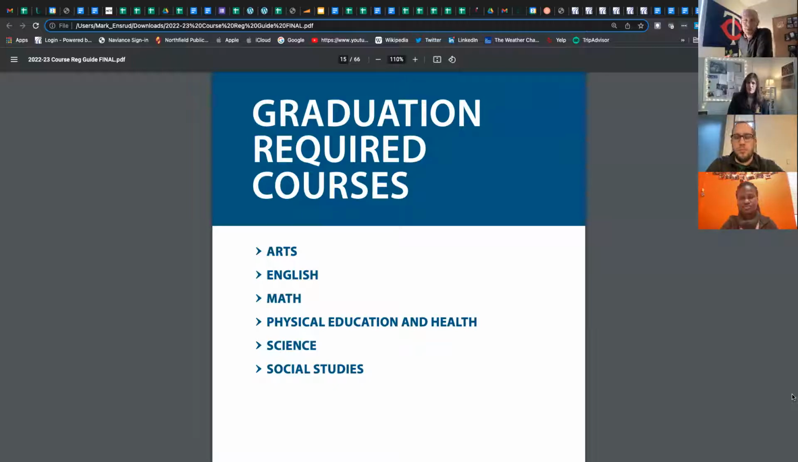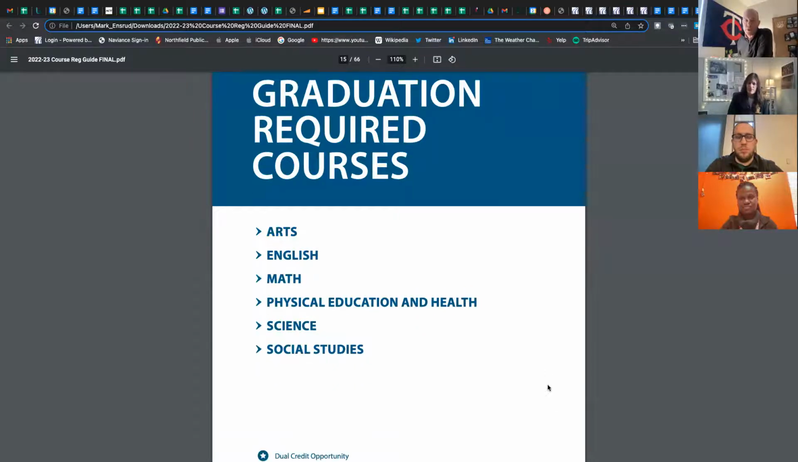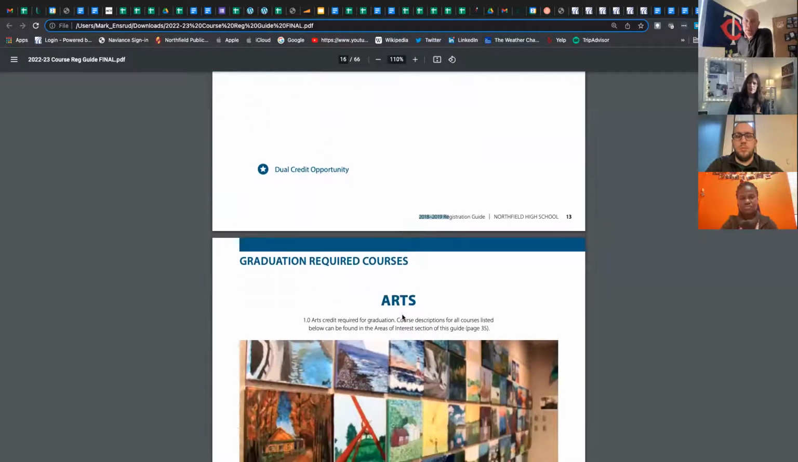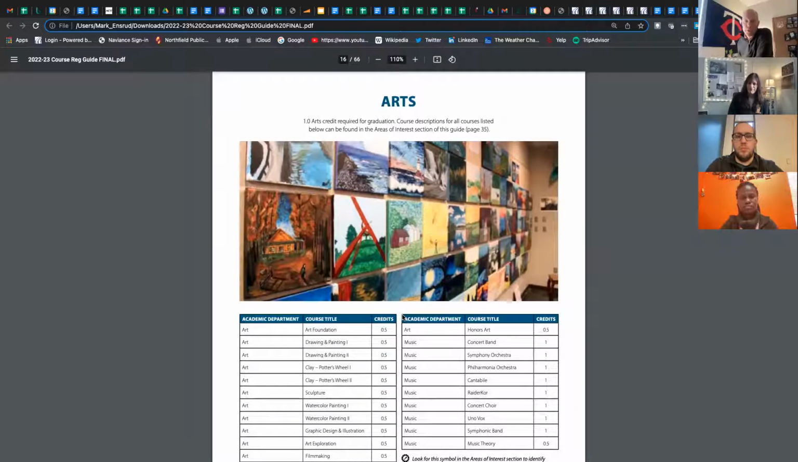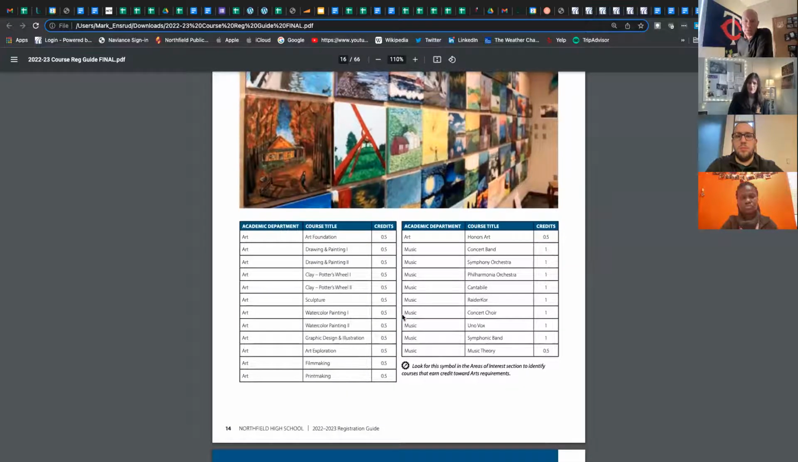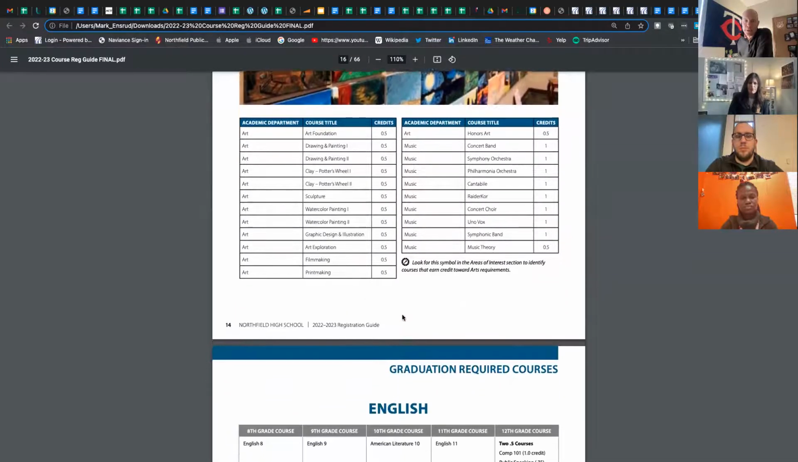So the next section of the registration guide really focuses on those required courses for graduation in the areas of arts, English, math, phy ed, health, science, and social studies. And it goes one area at a time. If you're curious what counts towards the arts requirement, that's going to be on page 14 of the guide, and you can see a list there.